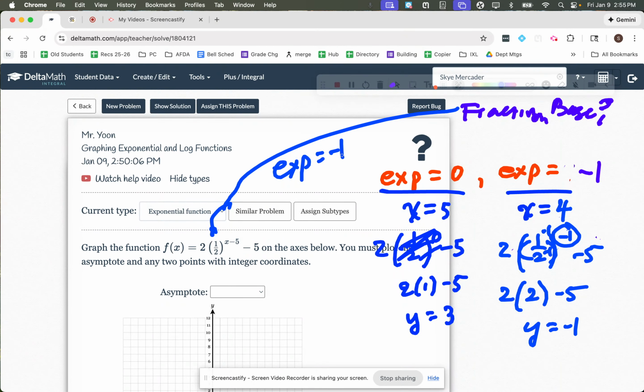All right. So here are 2 points. We have 5 comma 3, and we have 4 comma negative 1. And our horizontal asymptote is negative 5.